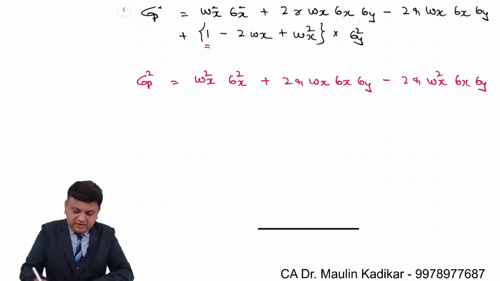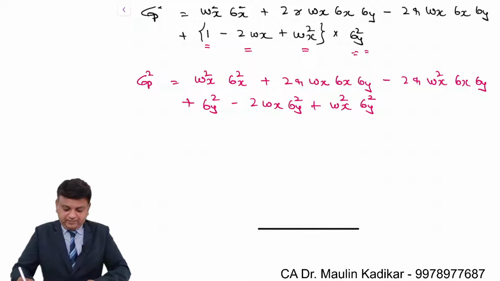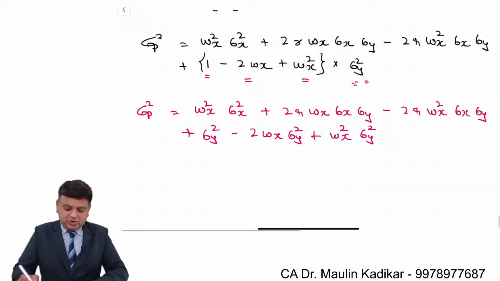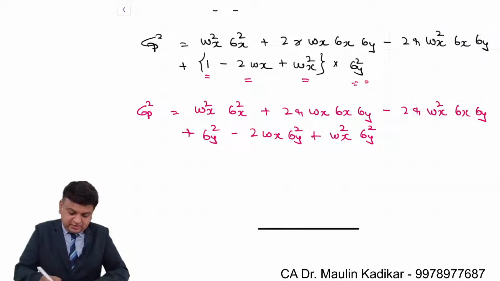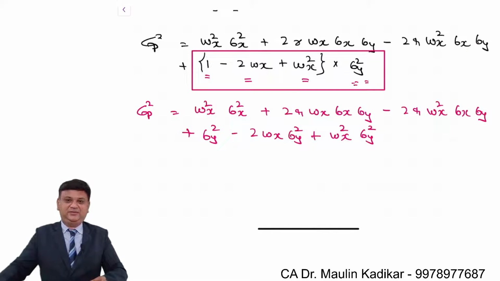Now 1 into this, so it will remain the same. Then 2wx into this, so minus 2wx variance y. Then wx square sigma x square, so plus wx raised to 2 into sigma y raised to 2. That is the way we can have the solution of this component of the equation. Only this component.